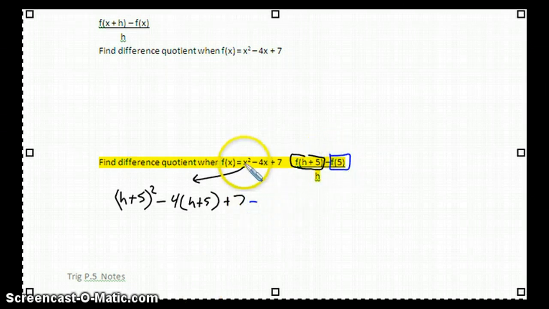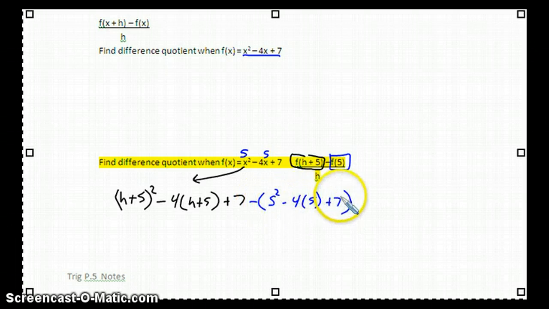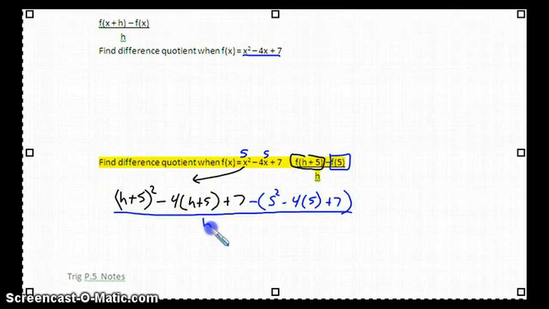So you've got to go through and plug 5's in for both of these x's as well. Now before it was just minus f of x and we just used the entire equation that we subtracted. Well, this time we actually have to make a substitution into that equation. So it'd be 5 squared minus 4 times 5 plus 7. Again, input all of that in parentheses because you're subtracting that whole quantity. And then we still would have to divide this by h.